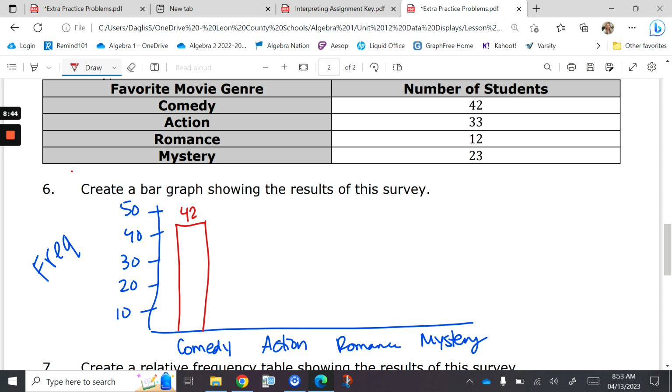How many people said action? About 33. So we're going to go up a little bit over the 30. How many said romance? 12. So a little bit over the 10 right here. And then mystery was 23.